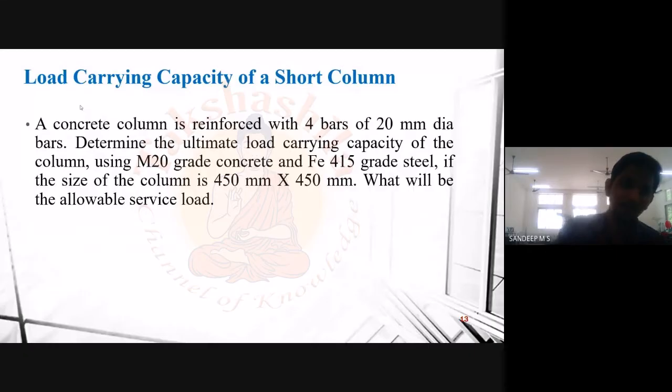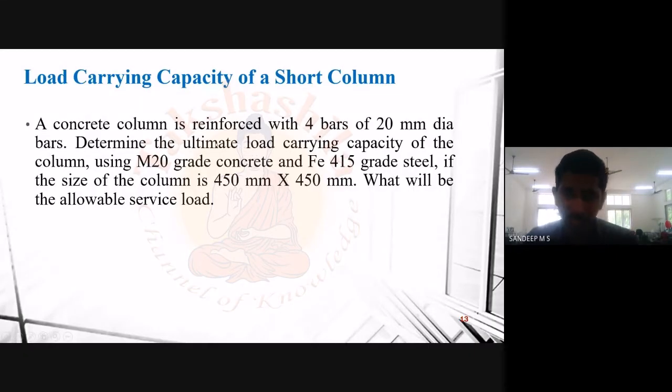Let's take a very simple problem. A concrete column is reinforced with 4 bars of 20 millimeter diameter. So basically we have a concrete column which is reinforced with 20 mm diameter bars, and we have 4 number of 20 mm diameter bars. Determine the ultimate load carrying capacity of the column using M20 grade concrete and Fe415 grade steel. So basically we have to find out what is the maximum load carrying capacity of this column. Okay. And the grade of concrete is M20 and Fe415 grade steel is used.